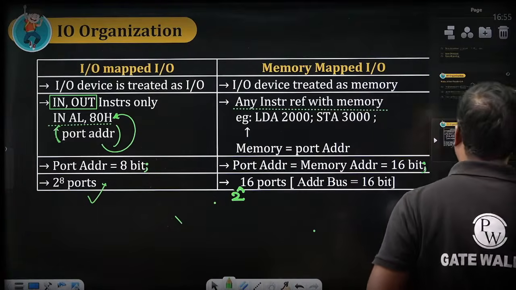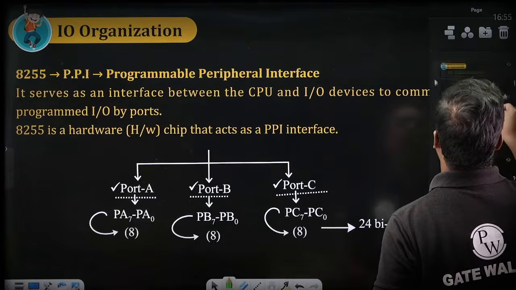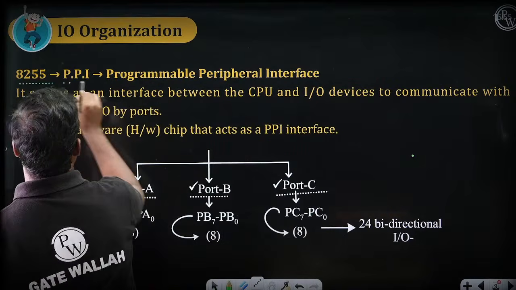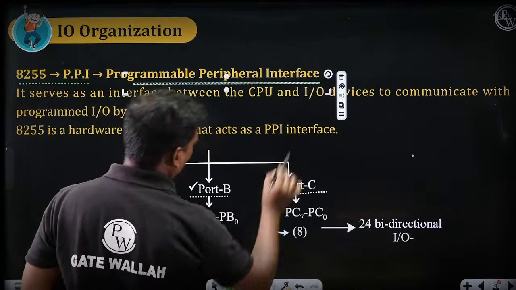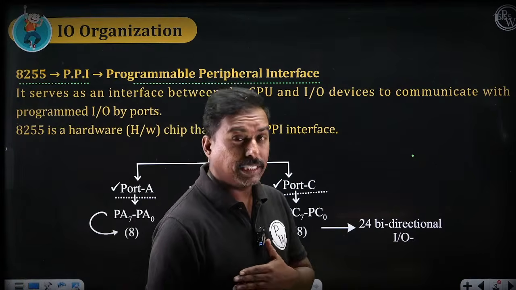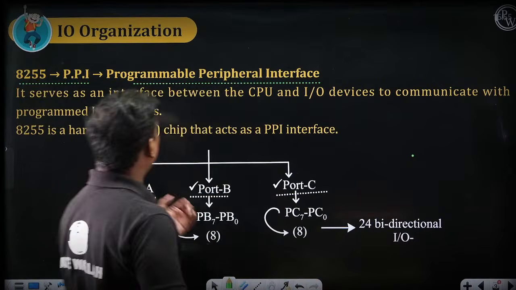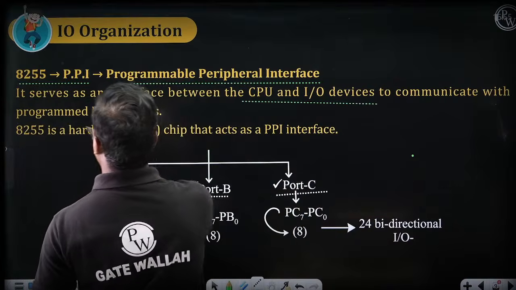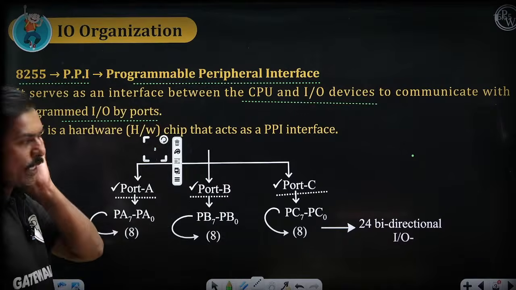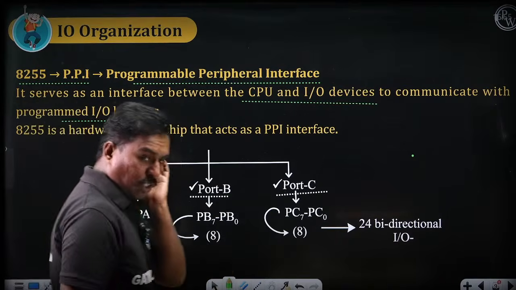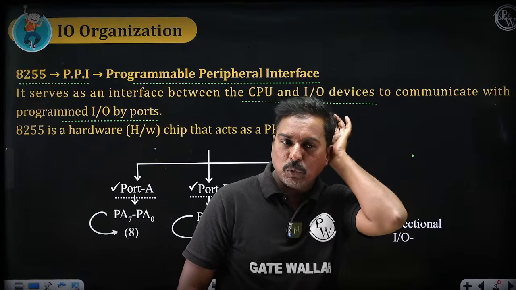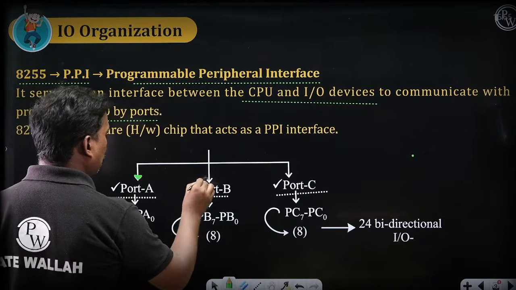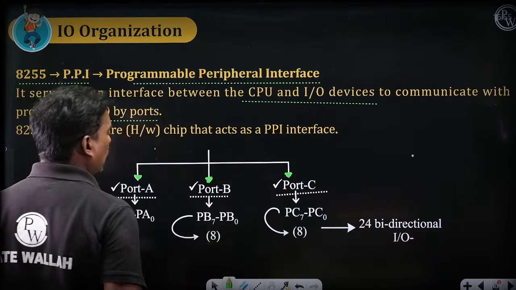Now in IO organization, the first one is the 8255 PPI, which is called the Programmable Peripheral Interface. It is also called the Parallel Peripheral Interface. How does it work? It serves as an interface between the CPU and IO devices to communicate with programmed IO by ports. Generally 8255 is a hardware chip used to communicate with different IO devices. The ports present are port A, port B, and port C. So 8255 has 3 ports.